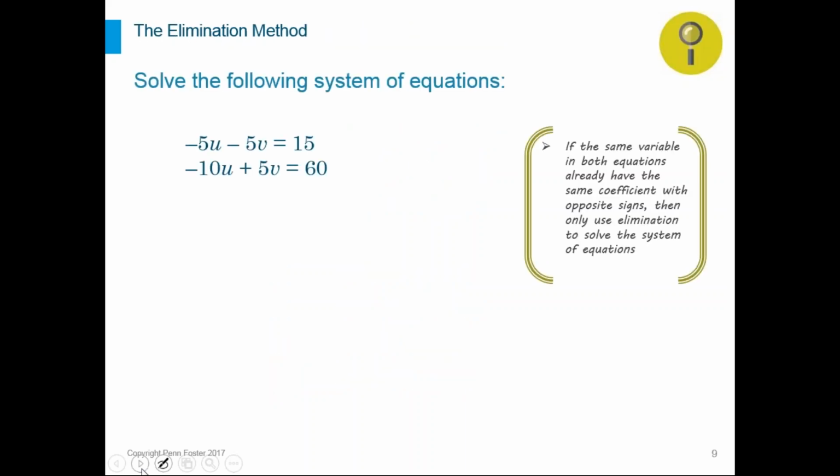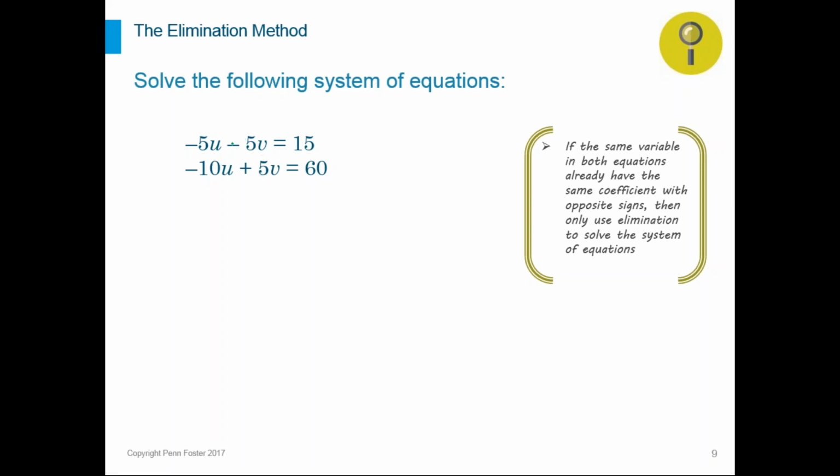Now let's look at another kind of question that we may see in the exam or throughout our units. This method is just the elimination method without the multiplication part. Now, how do I judge when to use multiplication and elimination or only elimination? We can look at the equations and decide ourselves. So negative 5u minus 5v equals 15, and the other equation is negative 10u plus 5v equals 60.